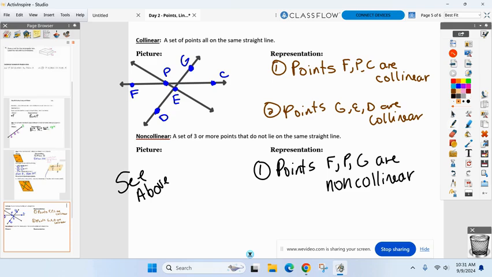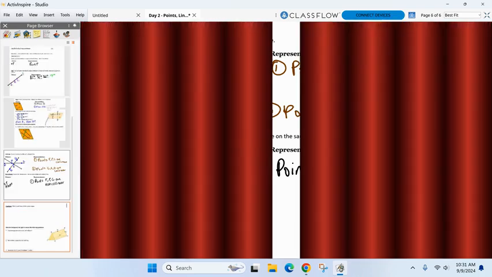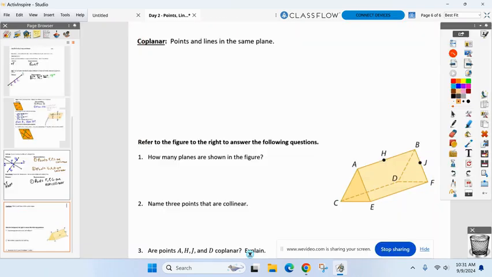Student: For collinear, does it have to be 3 or can it be 2? Depends what the directions say. And 2 usually, yeah, minimum. I like to go 3. Other questions or comments? All right, we have collinear, and then the final term we'll talk about, coplanar.